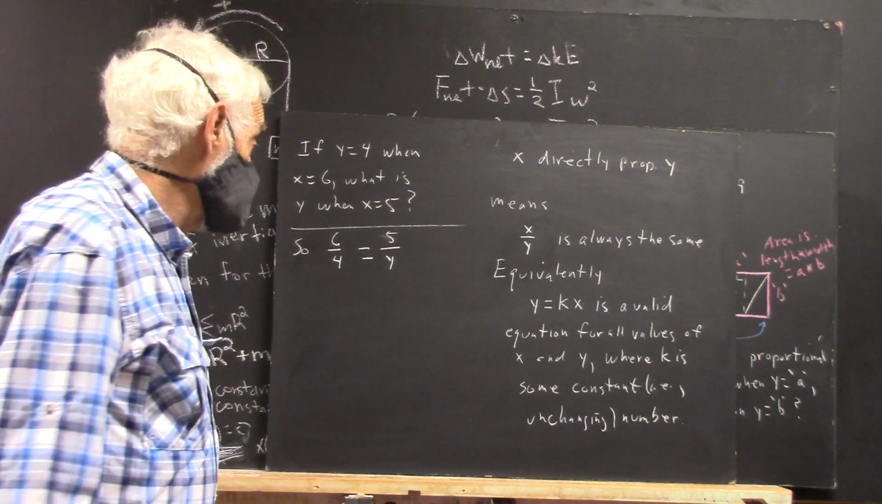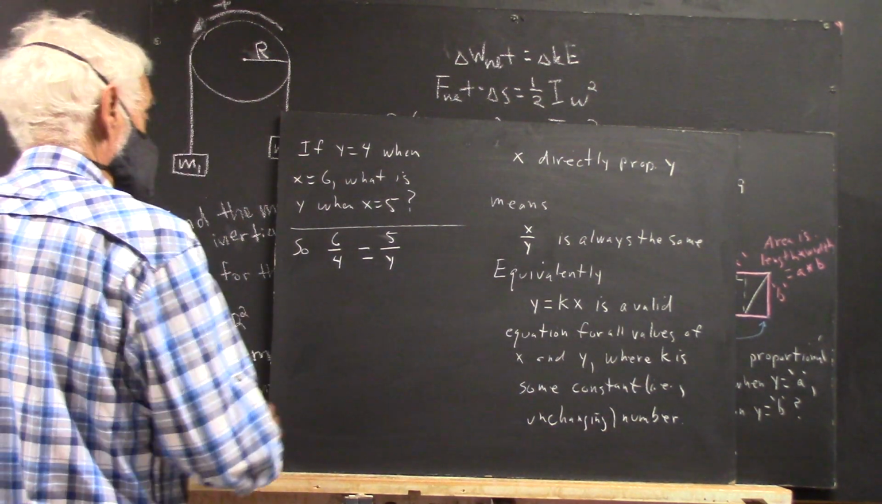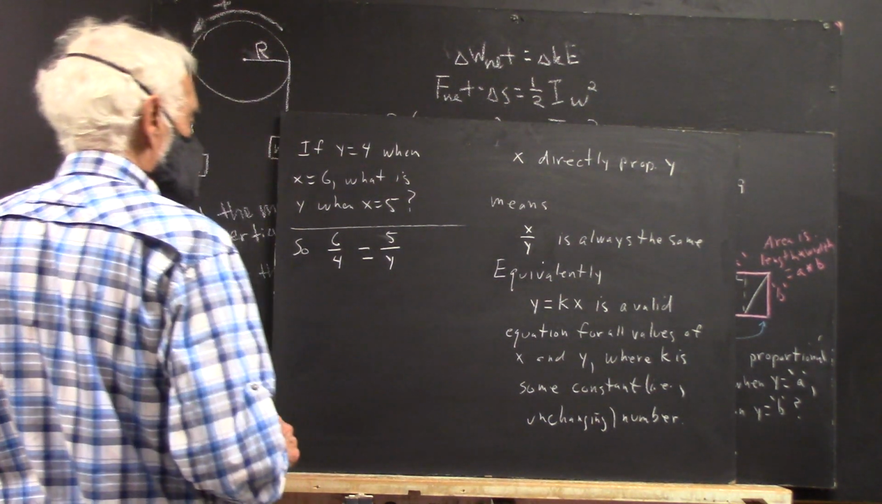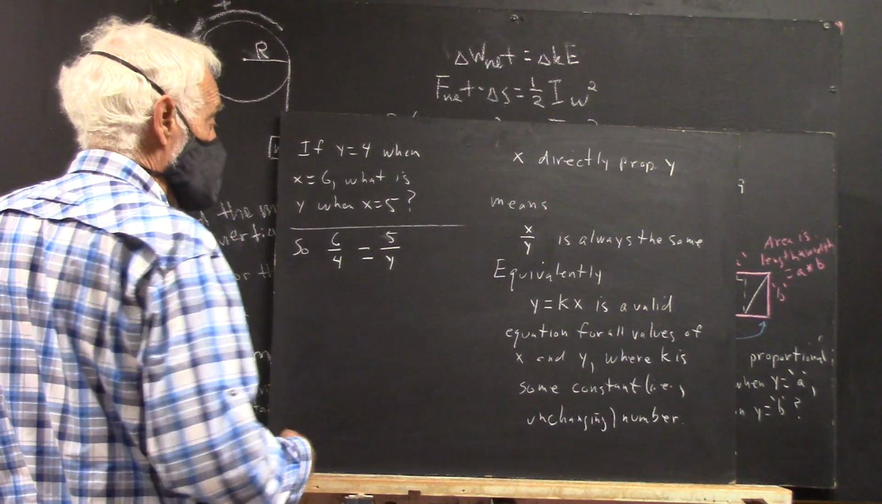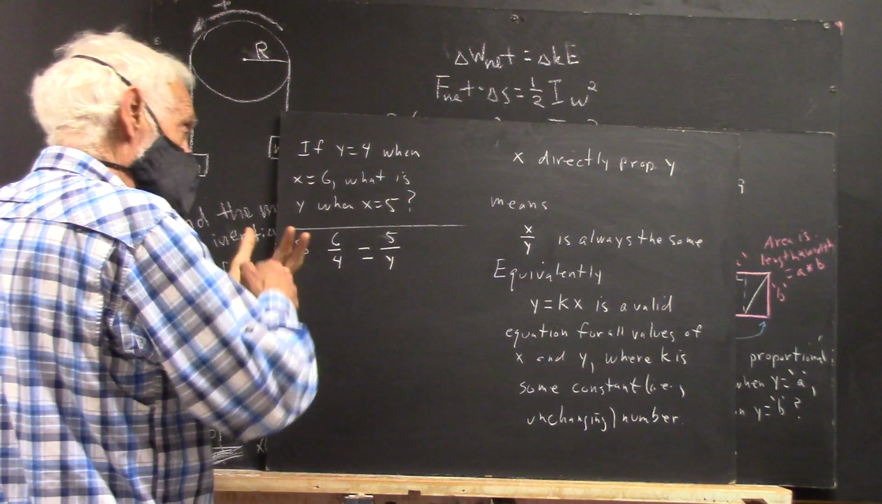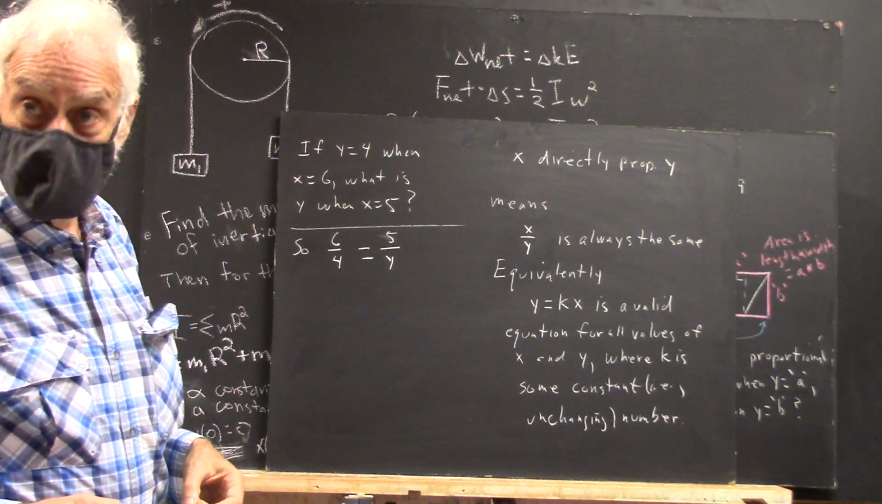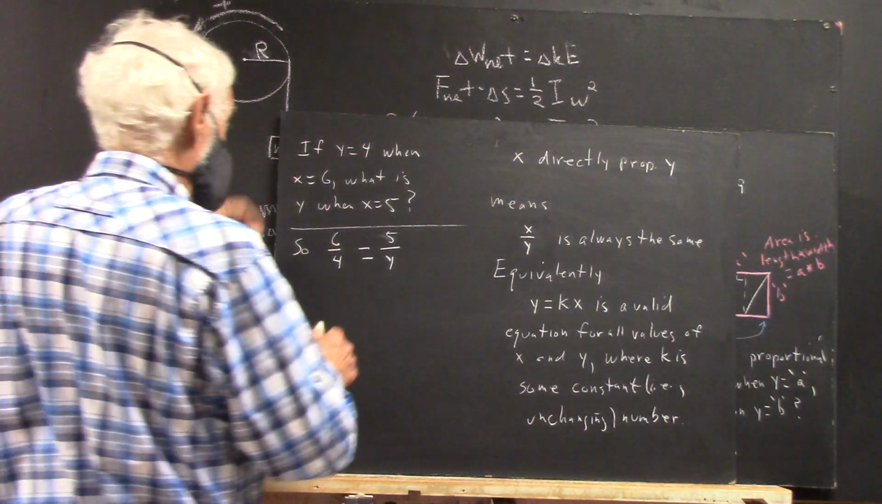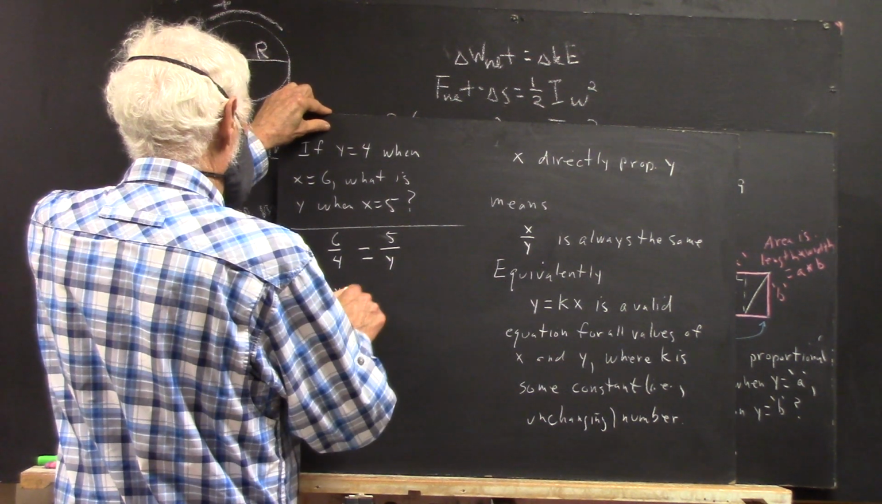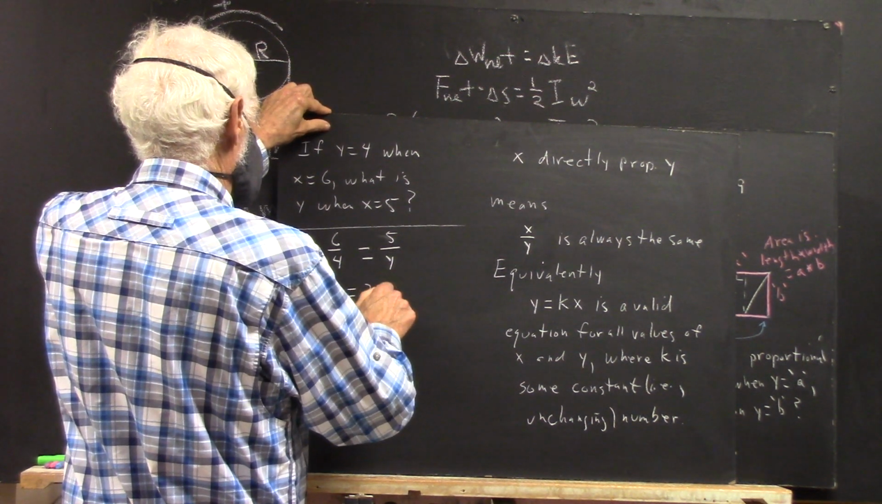So how do we solve this? Well, I would multiply both sides by 4y. You would probably cross multiply. Cross multiply correctly, that's great. Don't do it incorrectly. Okay. So you get 6y equals 20, right?